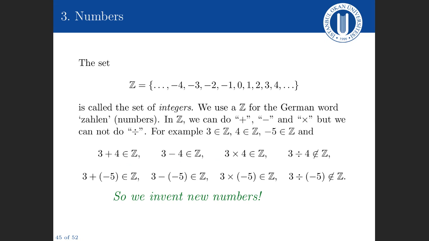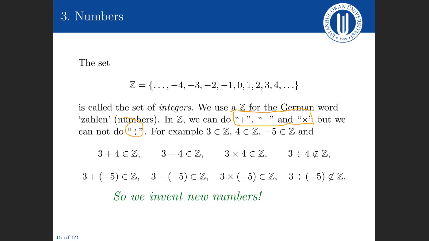The next set of numbers that we invent is the numbers called integers. The natural numbers, 1, 2, 3, 4, 5, and 0, and the negative numbers, minus 1, minus 2, minus 3, minus 4, etc. All of these numbers going bigger and smaller in each direction are called the set of integers. N we used for natural numbers. This Z symbol we use for the German word Zahlen. Now, in Z, we can do subtraction. We can do subtraction, addition, and multiplication. But we can't do division.